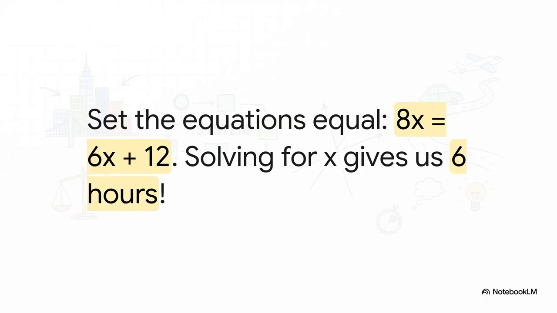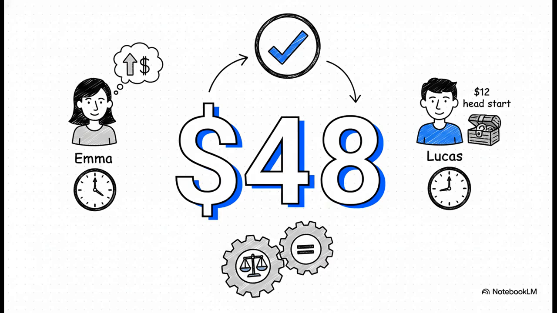Following our blueprint, we just set their pay structures equal to each other. So 8x = 6x + 12. To solve for x, we just subtract 6x from both sides, which leaves us with 2x = 12. Divide that by 2, and we effortlessly find our magic number, x = 6. And this brilliantly illustrates that after exactly 6 hours of work, both Emma and Lucas will have earned exactly $48. If they work less than 6 hours, Lucas wins because of that $12 head start.